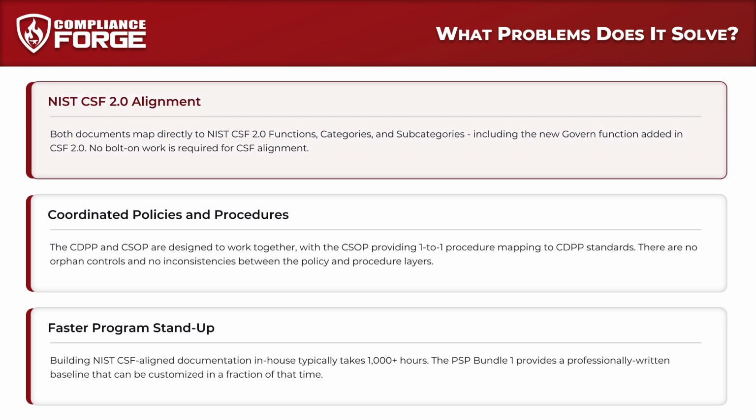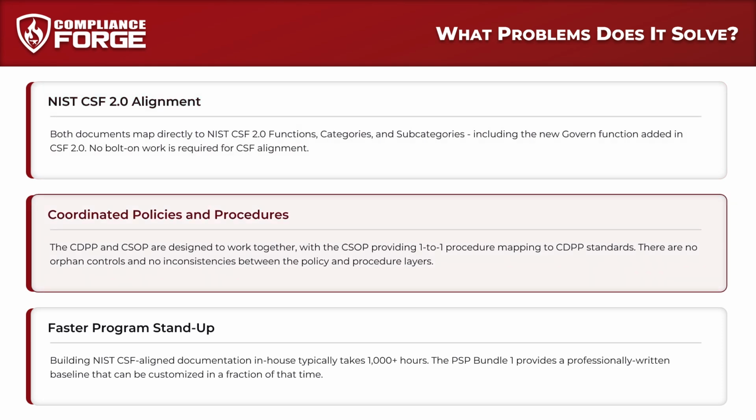The first is NIST CSF 2.0 alignment. Both documents map directly to the CSF functions, categories, and subcategories, including the new Govern function added in CSF 2.0. No bolt-on work is required for CSF alignment. The second is coordinated policies and procedures. The CDPP and the CSOP are designed to work together, with the CSOP providing one-to-one procedure mapping to CDPP standards. There are no orphan controls and no inconsistencies between the policy and procedure layers.